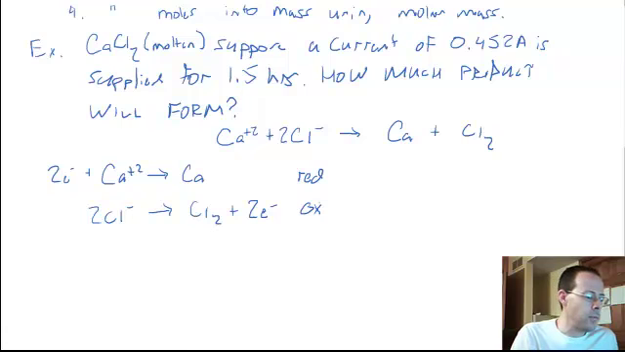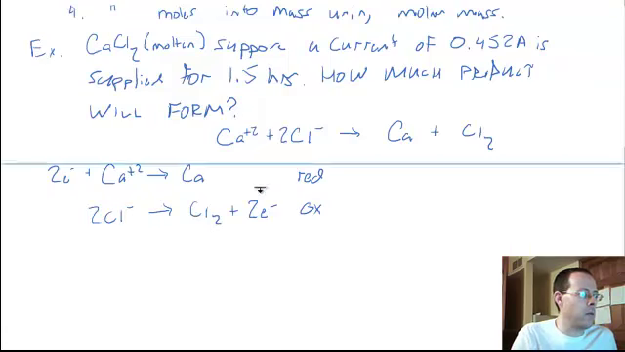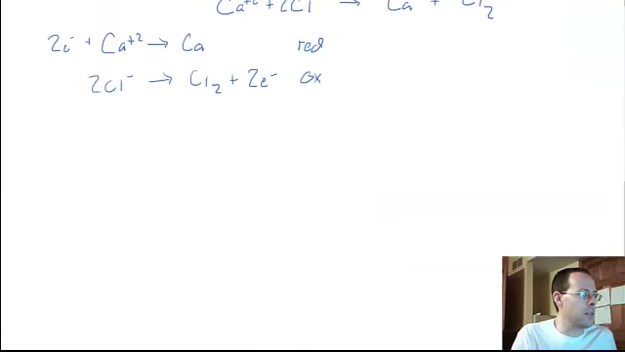Alright? So a couple things. We're going to use time and amps, and let's just figure out what our calcium product is going to be first. So we have 1.5 hours, and we need to get this into seconds. So an hour has 60 minutes, and a minute has 60 seconds. So 1 hour consists of 3,600 seconds.